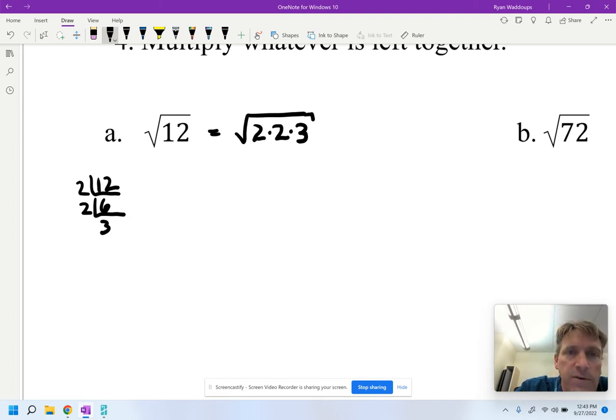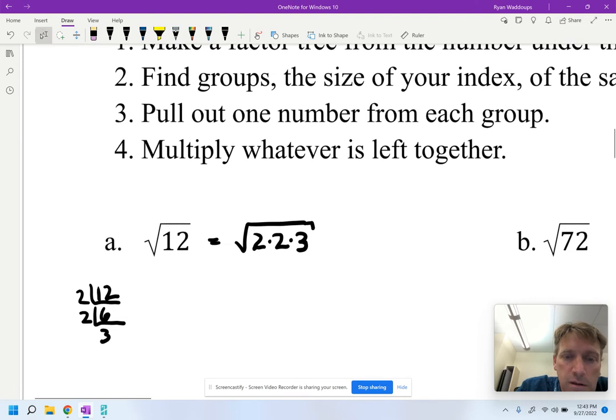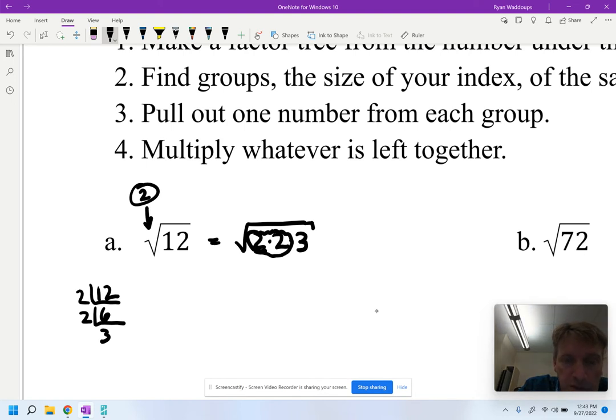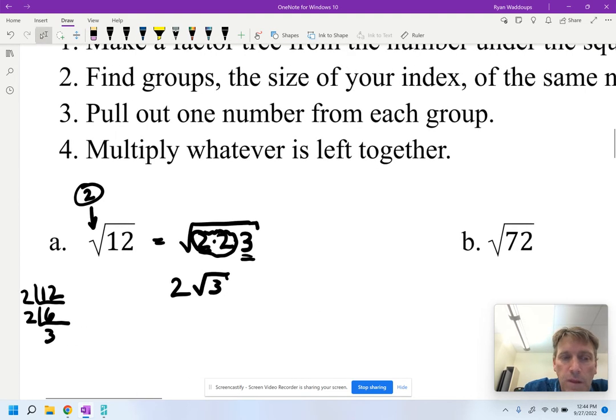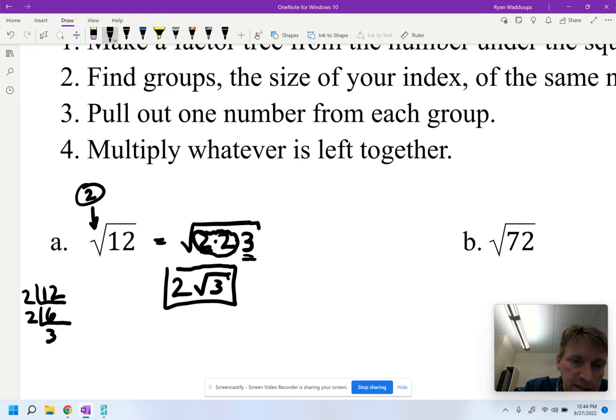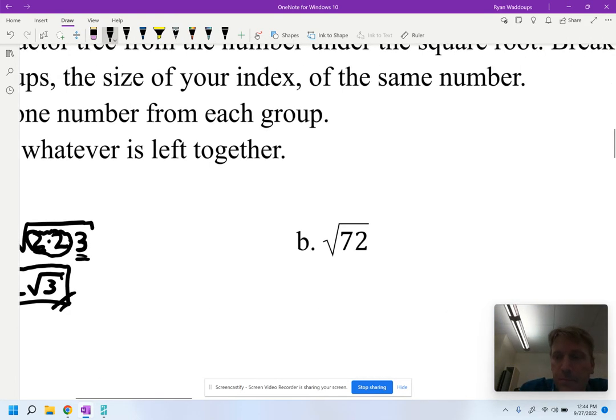And since the index is 2, that number that's not there that we understand to be 2, we're going to take a group of 2 2s, and that's going to come out from under, and we're left with 2 square root of 3. In this case, there was no need to multiply anything together because there was just the number 3 underneath the radical. And so 2 square root of 3 is the same as the square root of 12.